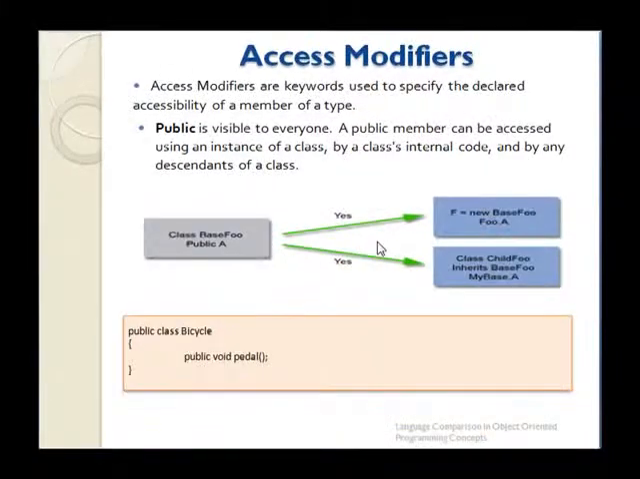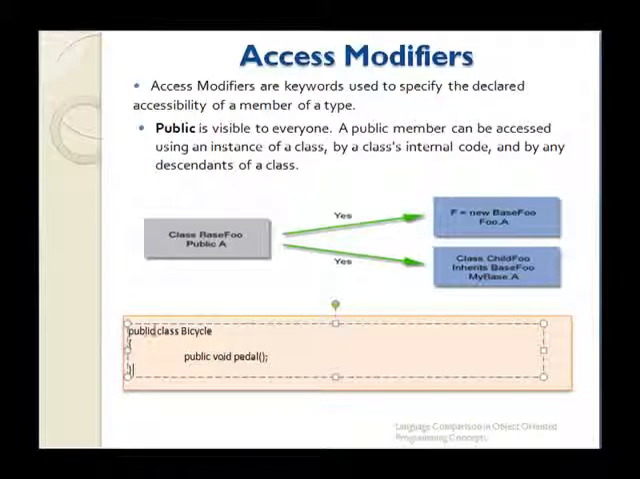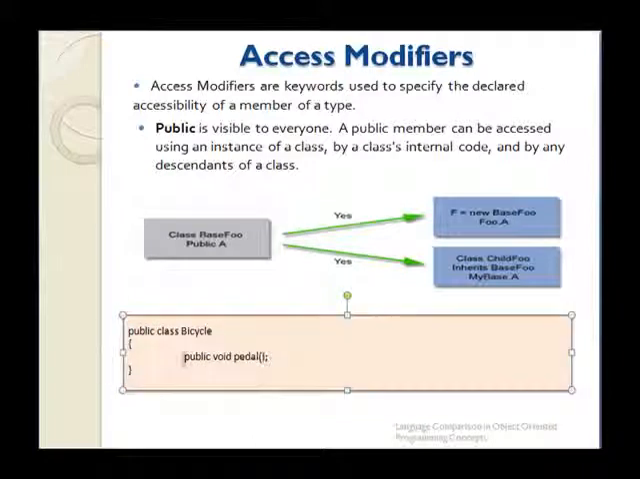Look at this figure, you can simply understand what we say. This is the public access modifier used with a class and method. We use public class Bicycle and public void Paddle. So this method we can use in any class, and inside any methods. So we go to the next slide.